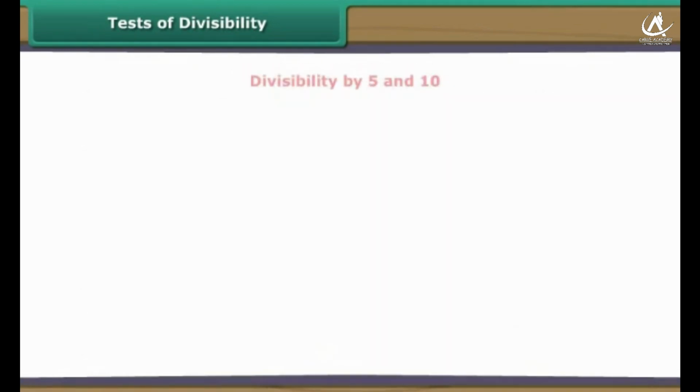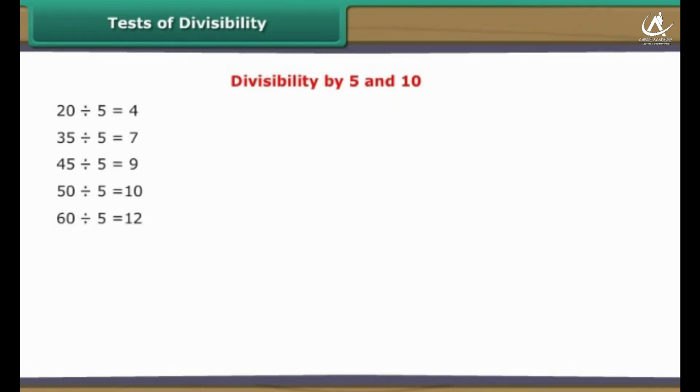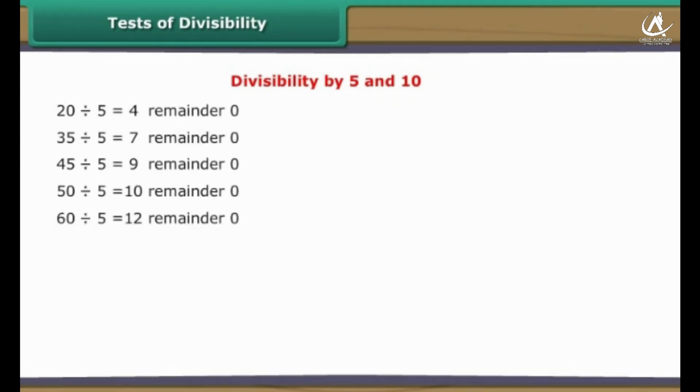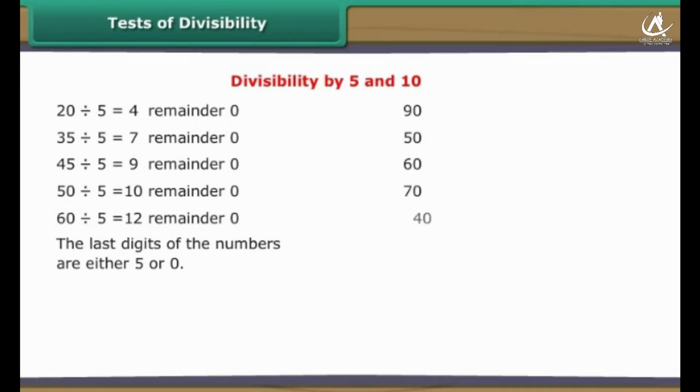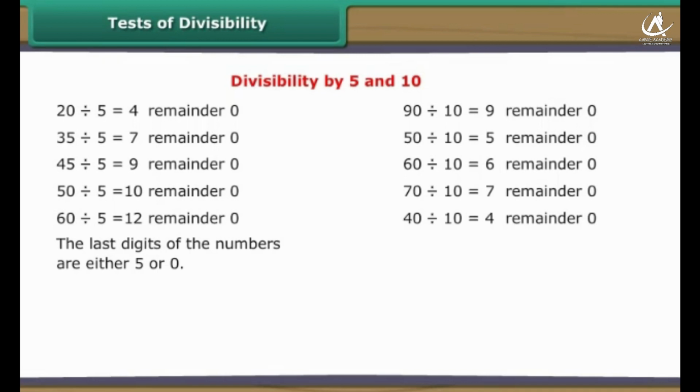Consider some numbers: 20, 35, 45, 50, 60. Let us divide them by 5. 5 divides them all exactly. Look at the last digits of the numbers. They are either 5 or 0. Consider these numbers: 90, 50, 60, 70, 40. Let us divide them by 10. 10 divides them all exactly. All the numbers divisible by 10 end with 0.